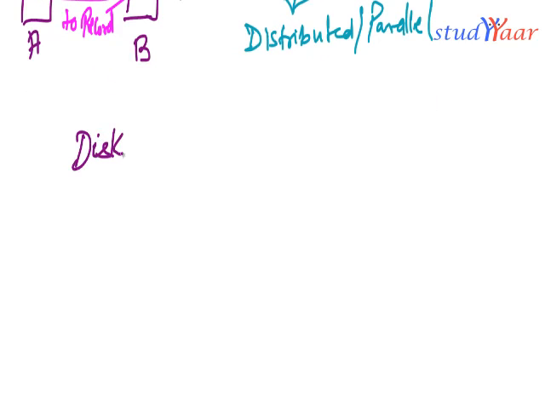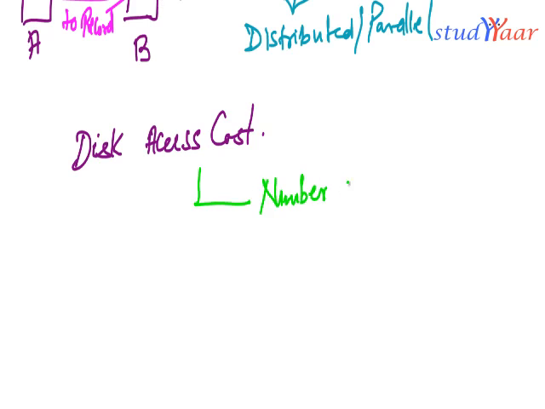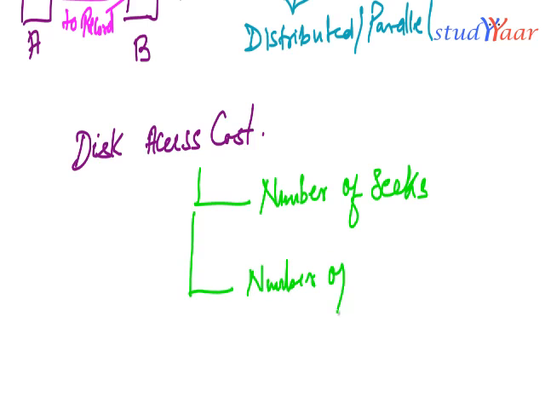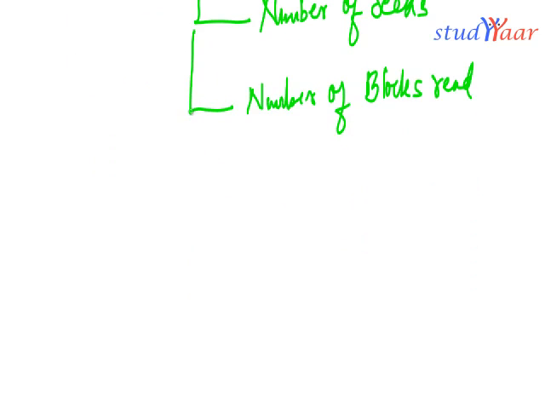I'm just going to write disk access cost. Within disk access cost, we have submeasures like the number of seeks that I have to make to reach a particular block, then the number of blocks read, and next the number of blocks written.